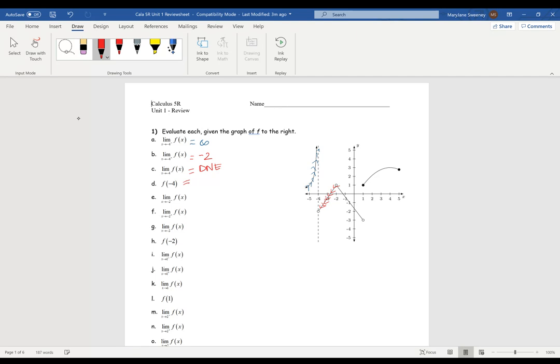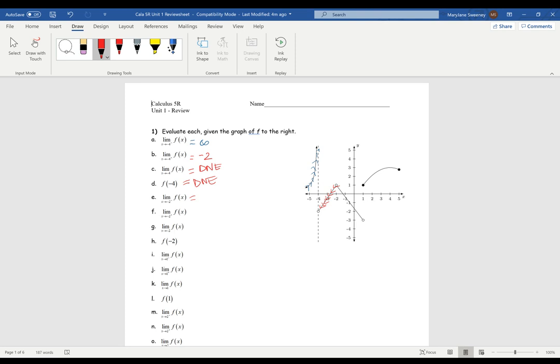F of -4 also does not exist, or undefined, we could say. Limits, we say does not exist. F of -4, you could say does not exist or undefined.